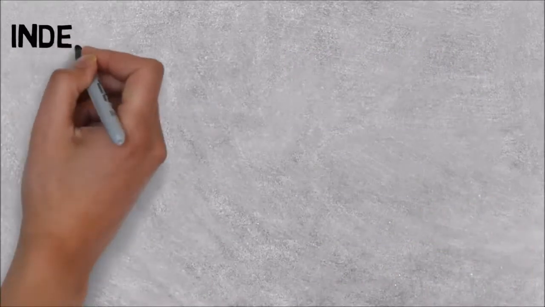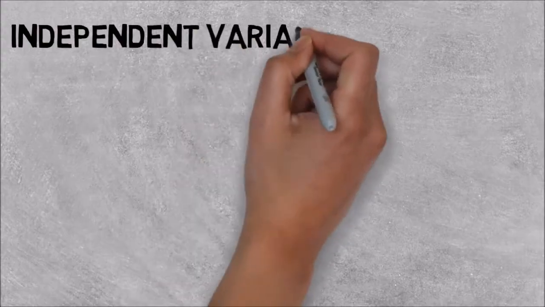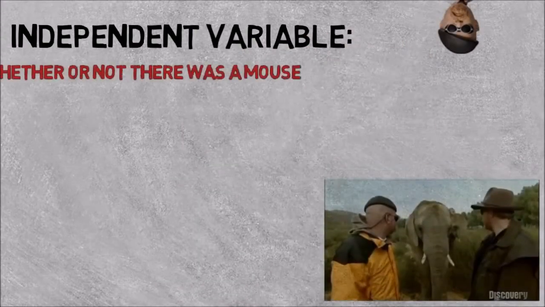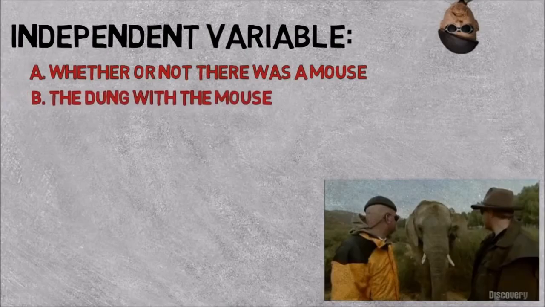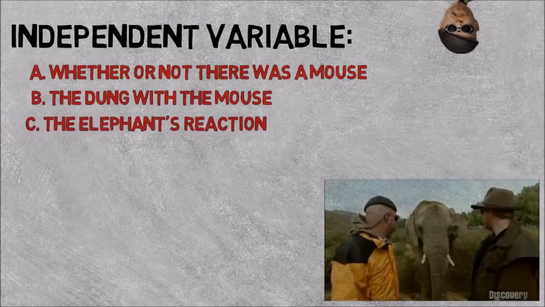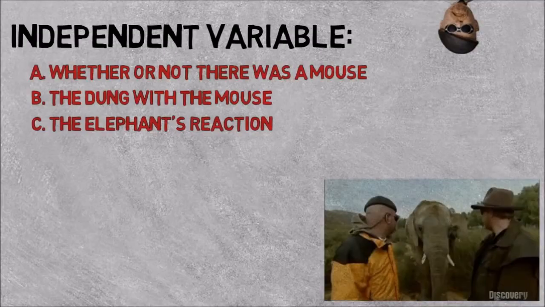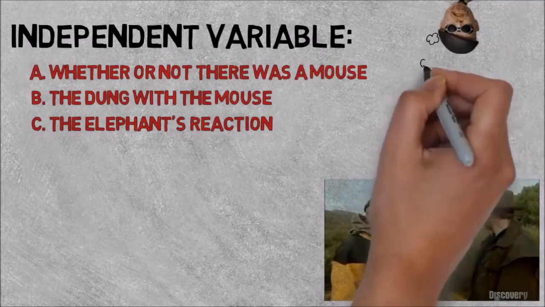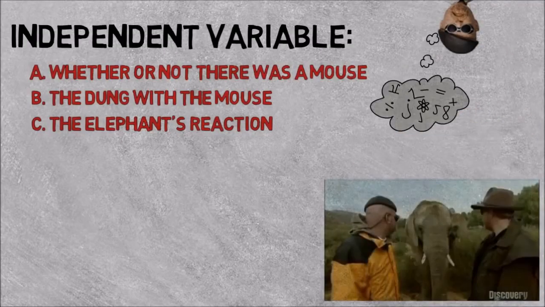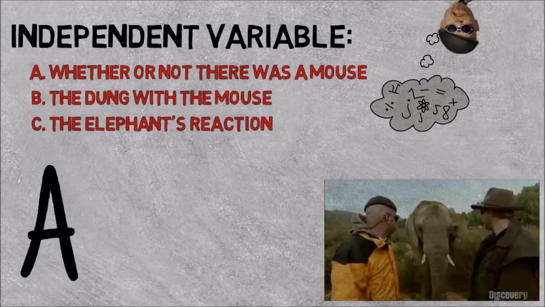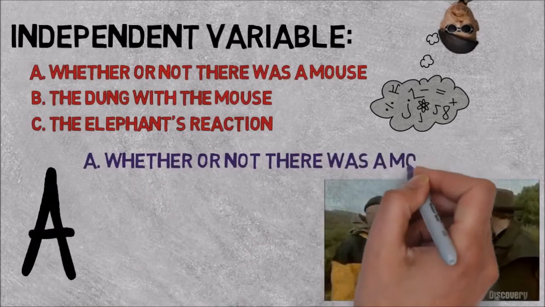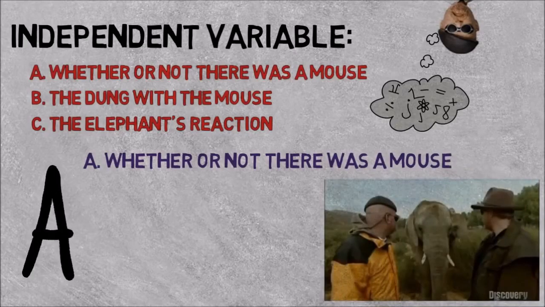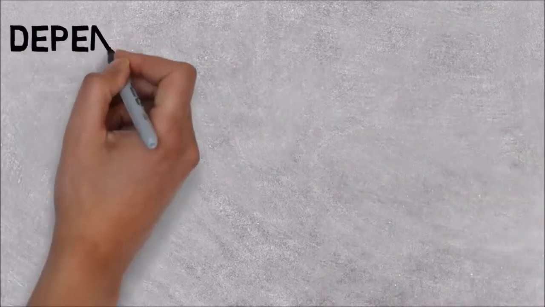Okay, can you identify the independent variable of their experiment? Was it whether or not there was a mouse under the dung that had the mouse hiding under it, or the elephant's reaction during the experiment? The correct answer is A, because whether or not the mouse was present under the dung was the difference between the experimental groups.